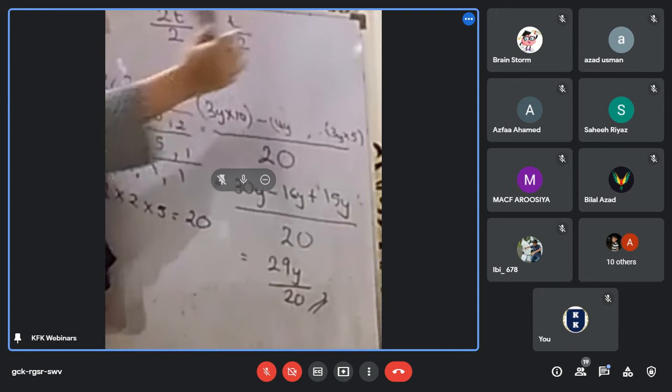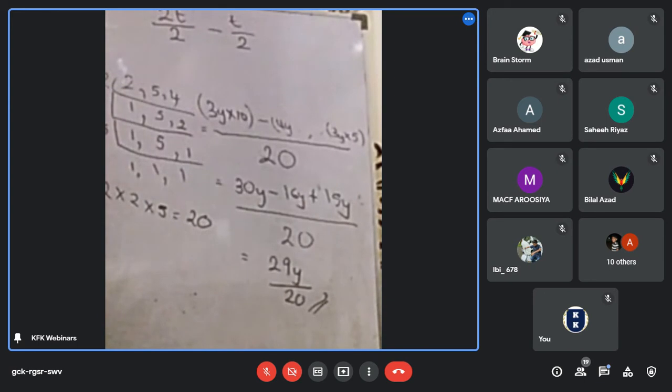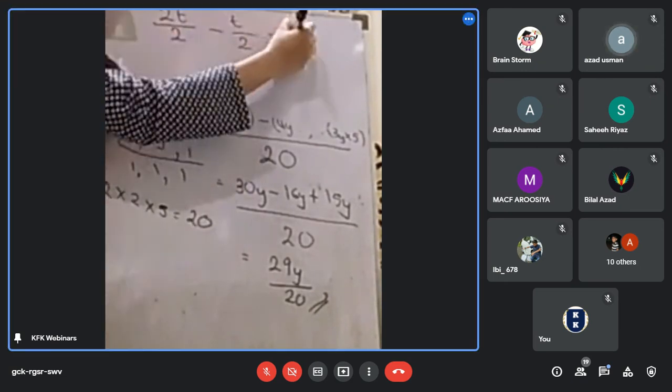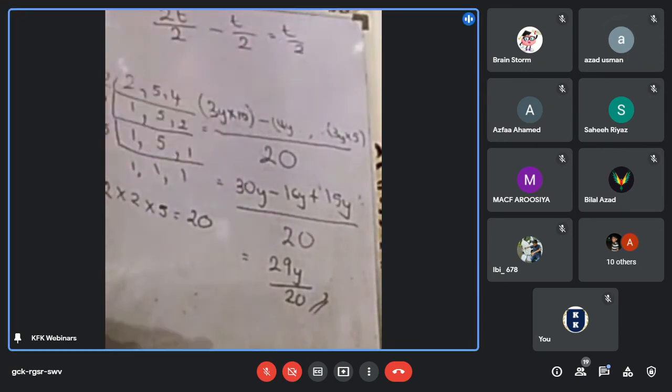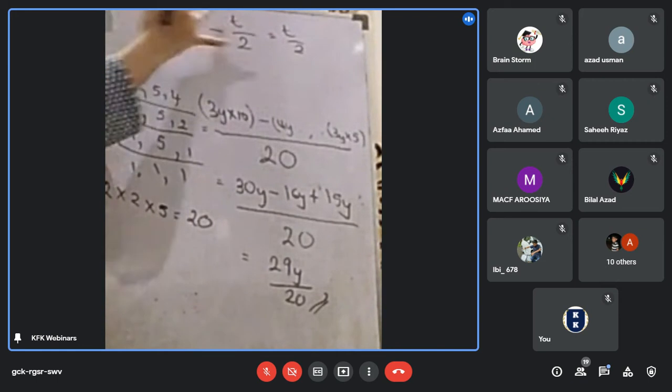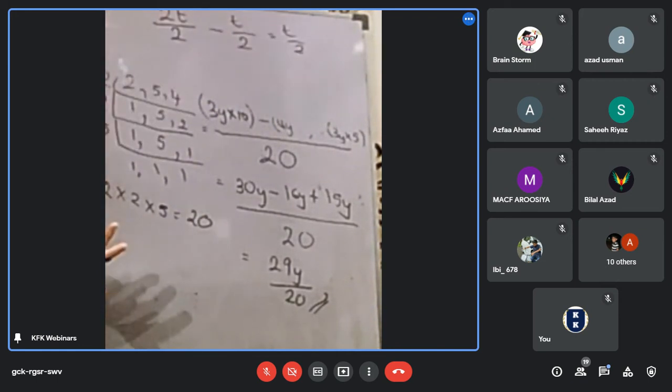t/2. It's a very easy one. Yes, the answer is t/2. You don't have to do anything because the denominators are the same. You just have to subtract the numerators and get the answer. Did you understand?